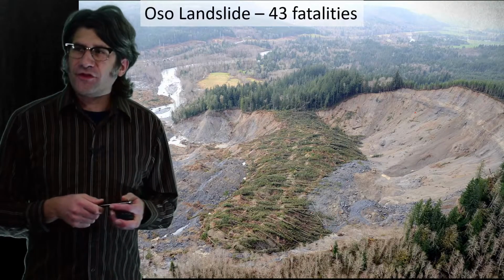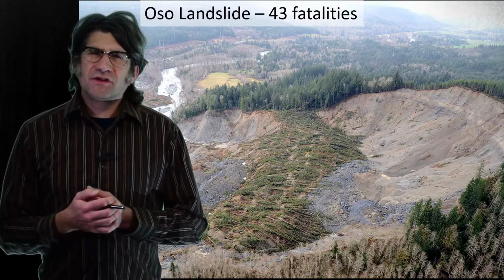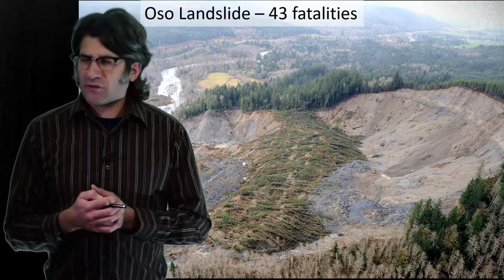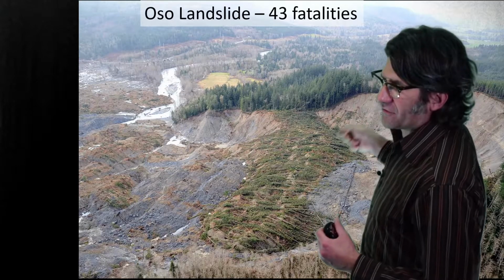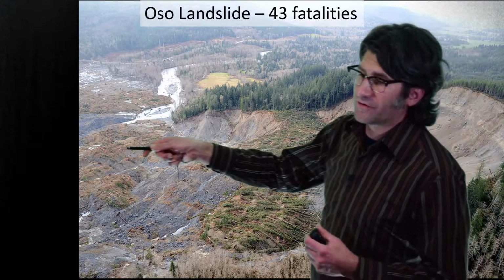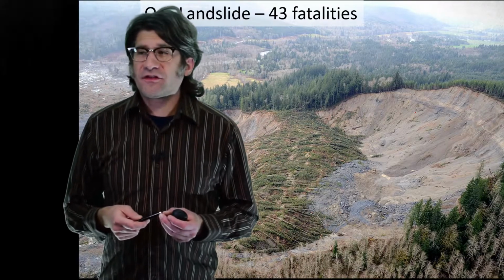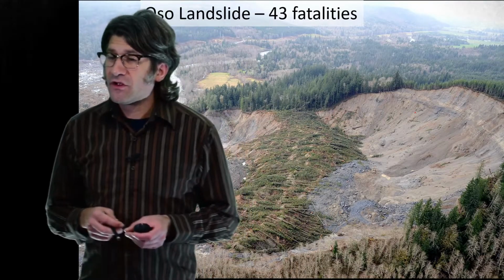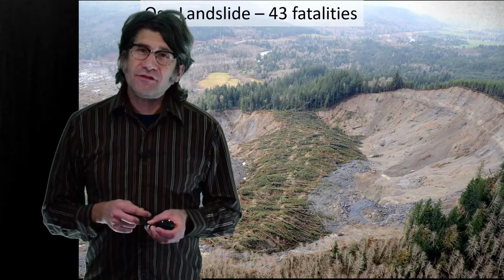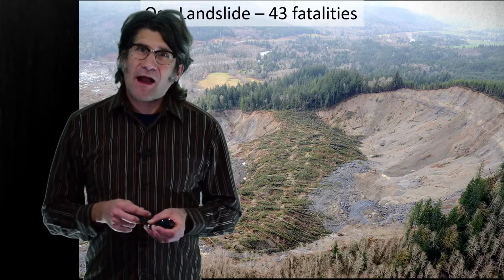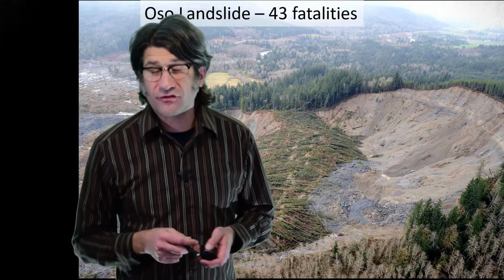Okay, so the Oso landslide occurred in the state of Washington in the Stillaguamish River Valley, and it was a large landslide. Here's the landslide here that ran out from this hill slope all the way across the Stillaguamish River to the other side of the road, burying a housing development and costing 43 people their lives. So this is a tragic event. I want to go over what this event was, and then talk about how it occurred, and then we'll talk about why it occurred and why there were fatalities associated.